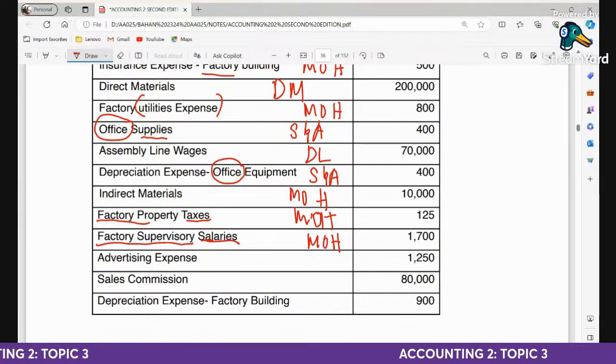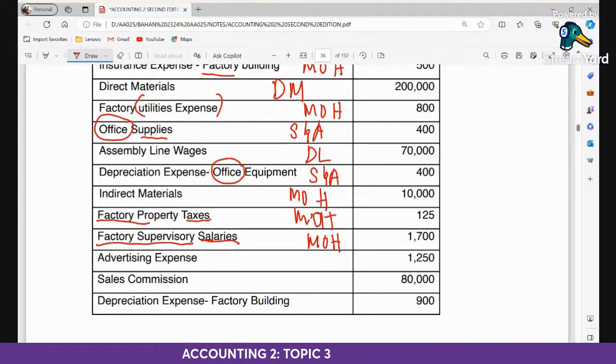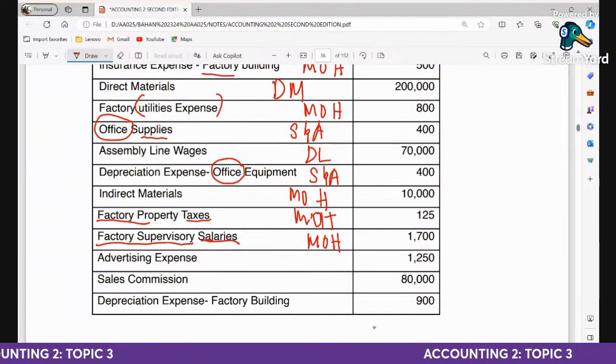Alright, and then you have the advertising expense. There's something that you pay for advertisement. That means barang tu dah siap ya. Bila dah siap, dia bukan berada dalam kilang. So this is actually your sales and admin.